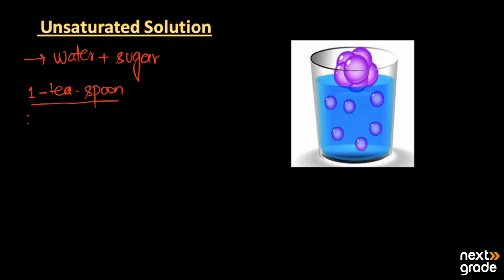For example, if we have a glass of water and we are going to add sugar to it. At the start, we add just 1 teaspoon of sugar. It will dissolve in the water. On the other hand, when we take 2 teaspoons of sugar, it again dissolves in it. Now at this point, this solution is known as the unsaturated solution, the solution that can dissolve more solute.